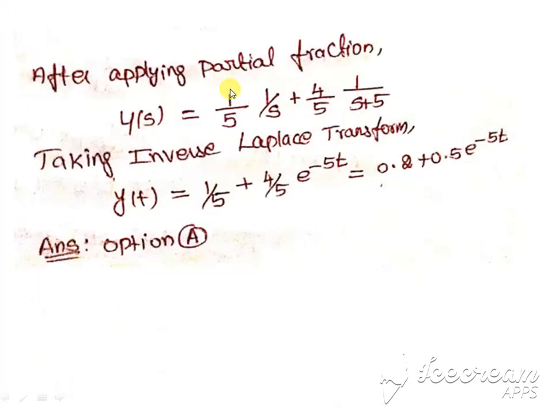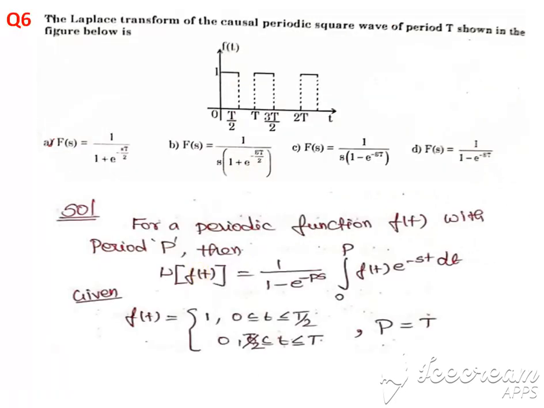Then apply the partial fraction. So after applying partial fraction we get 1 by 5 into 1 by s plus 4 by 5 into 1 by s plus 5. Then take inverse, then we get 1 by 5 plus 4 by 5 e power minus 5t. 1 by 5 is 0.2 and 4 by 5 is 0.8 e power minus 5t. So the correct option is option A.